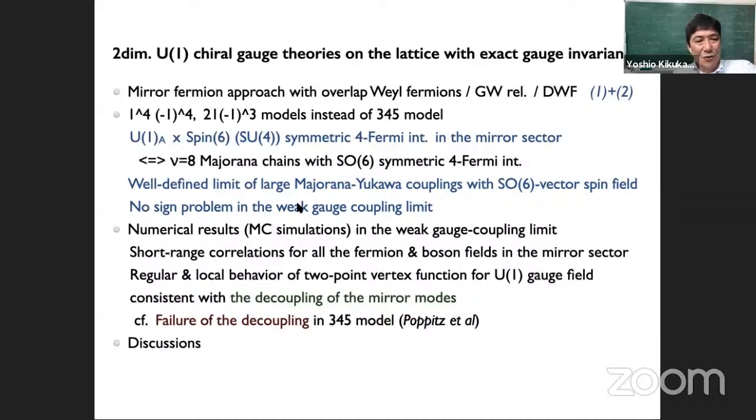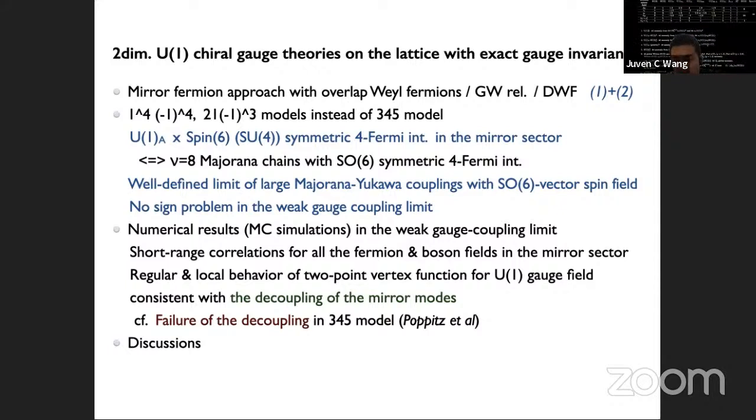Okay. So there is a sign problem, and they try to escape that problem by taking a large coupling limit of a certain coupling constant. But that limit could be singular because of the nature of the Ginsparg-Wilson fermion. So this is my understanding at this moment. I see. Thank you.